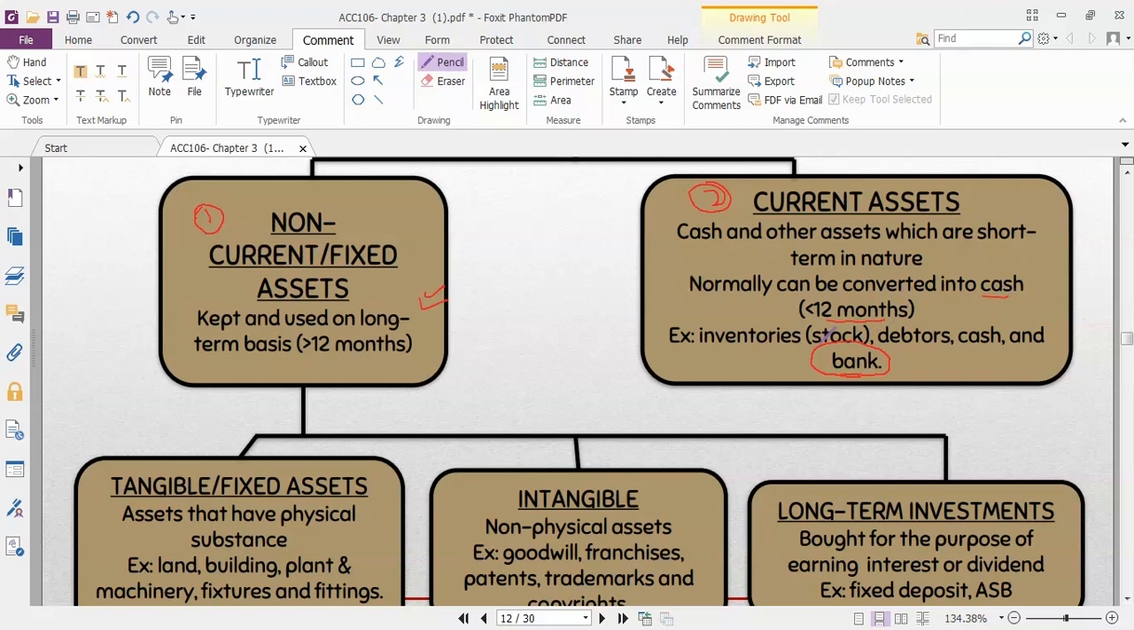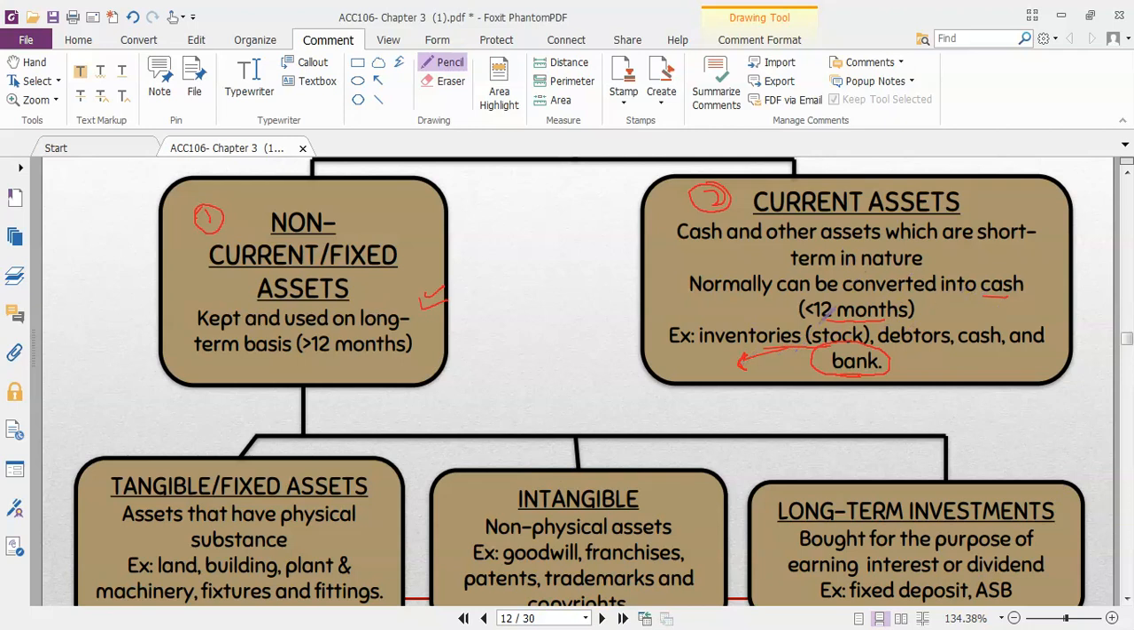Inventory sebagai contoh ataupun stock. Okay, kenapa dia sangat senang untuk kita convert into cash? Bila kita jual kepada customer, then we will get cash. Kita sold goods ataupun sold our stock to the customer and then we will get the cash itself. So senang sangat nak convert kepada cash. Itulah yang kita sebut dia sebagai kategori yang kedua, that is current asset.